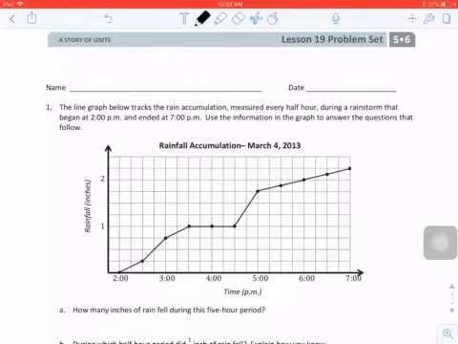All right, so let's go ahead and get started. The line graph below tracks the rain accumulation measured every half hour during a rainstorm that began at 2 o'clock p.m. and ended at 7 o'clock p.m. Use the information in the graph to answer questions that follow.